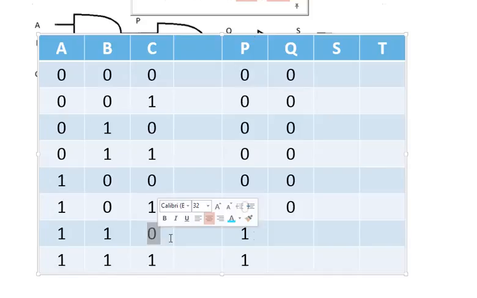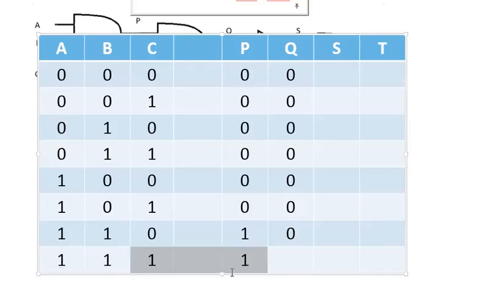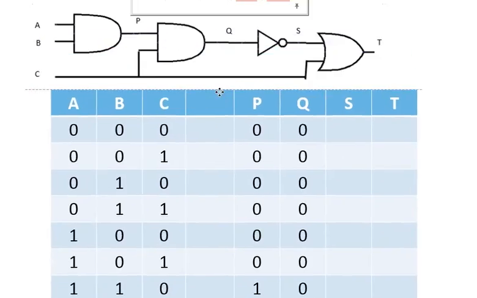Now this value of C happens to be 0 as an input, which means I must be getting 0 as an output, which only leaves the last row with C being equal to 1 when P is equal to 1 at the same time. So C 1 and P 1 gives me a 1 out as a result. So we now have the truth table completed up to and including the output for Q.